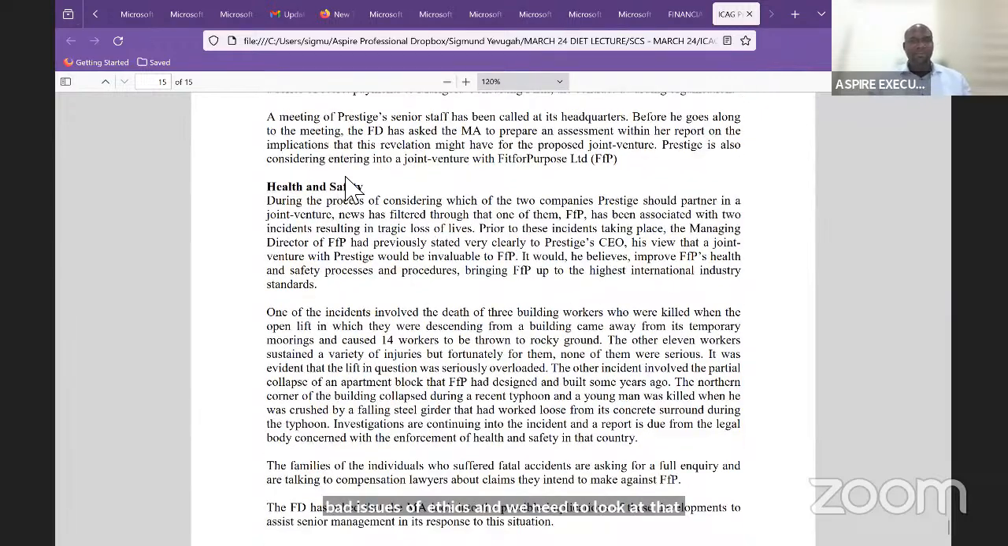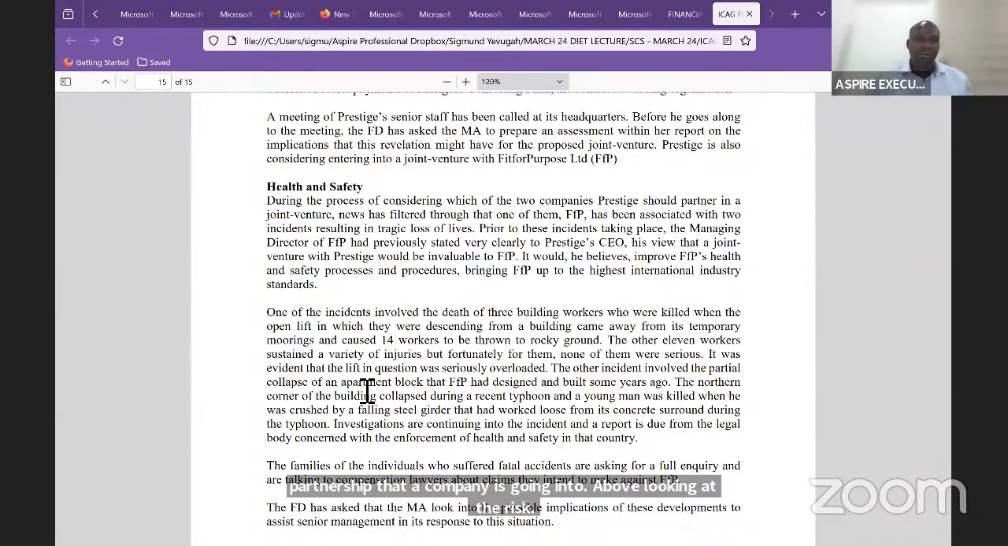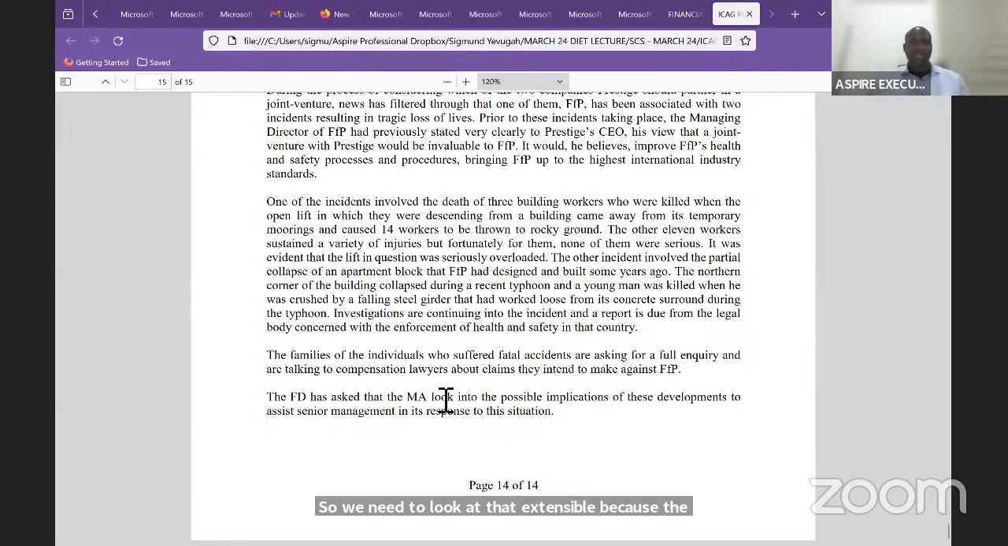Another partner who we are considering, called Fit for Purpose Limited, they also have ethical issues. There's debt on their building site, and even issues of standards. Exactly, issues of standards. So we need to look at all these projects or this partnership that the company is going into. Above all, looking at the risk associated with going into joint ventures. The risk associated with going into what? Joint ventures to the company. So we need to look at that extensively, because if the company wants to go into a joint venture, is that clear? It presents so many more risks. So we need to look at that.